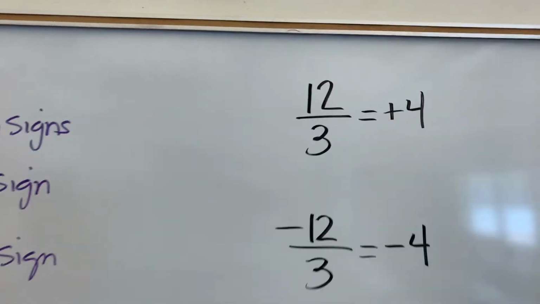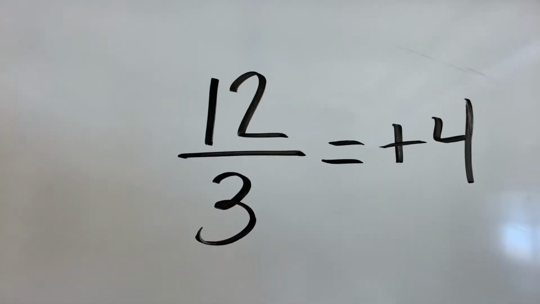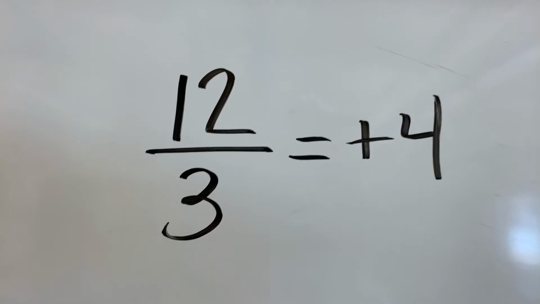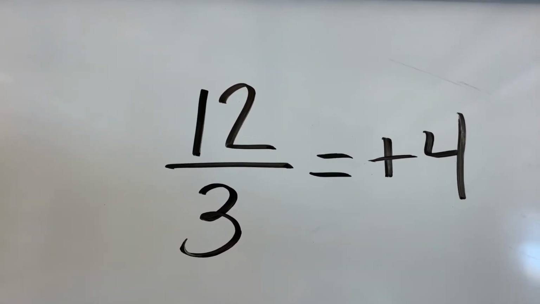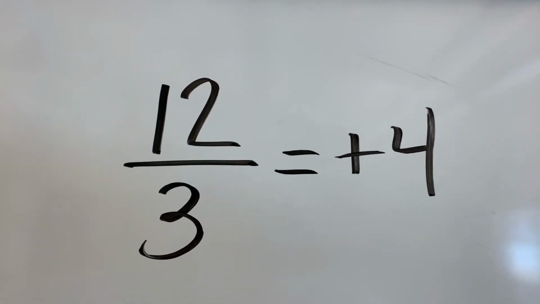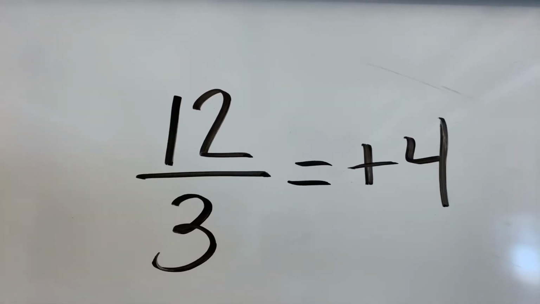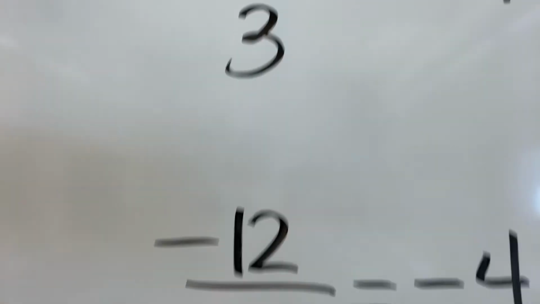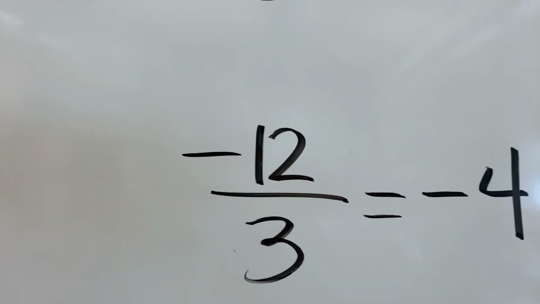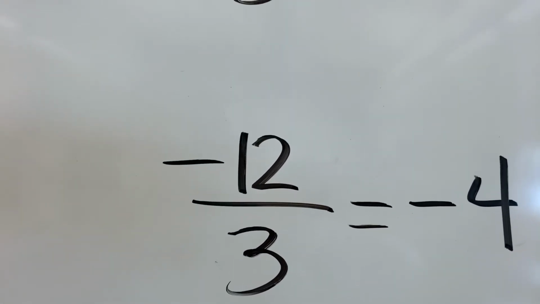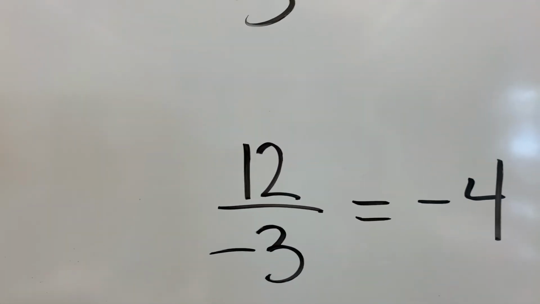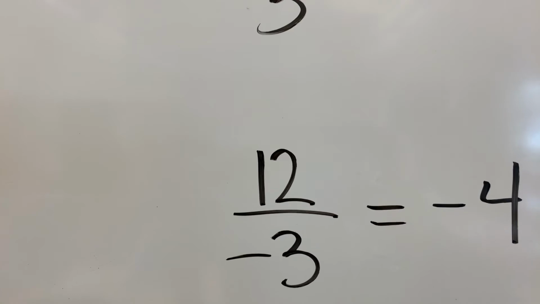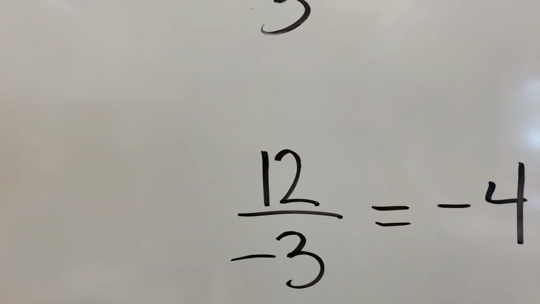Here are some division problems. Notice that my quotient is positive because I have 0 negative signs. 0 is an even number, therefore the quotient, the answer to a division problem, is positive. 1 negative sign, 1 is odd, so my quotient is negative. It doesn't matter where the negative sign is, just count the number of negative signs.